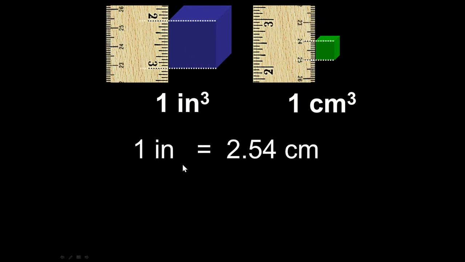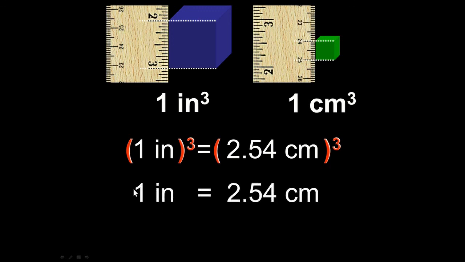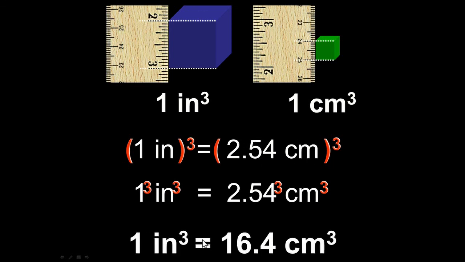Okay, but if 1 inch equals 2.54 centimeters, we have to cube this and cube that, and when you're cubing that, you're cubing everything inside the parentheses. So the 1 gets cubed, you still have 1. The inches get cubed, but this gets cubed and that gets cubed. So we get 2.54 cubed. 16.4 cubic centimeters is the same thing as 1 cubic inch.